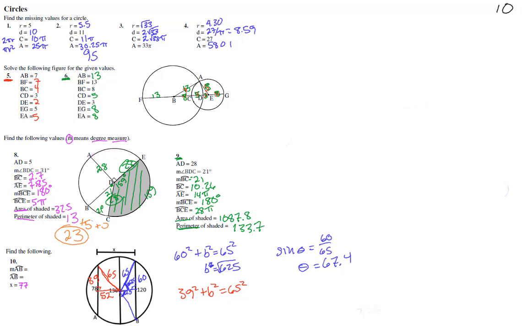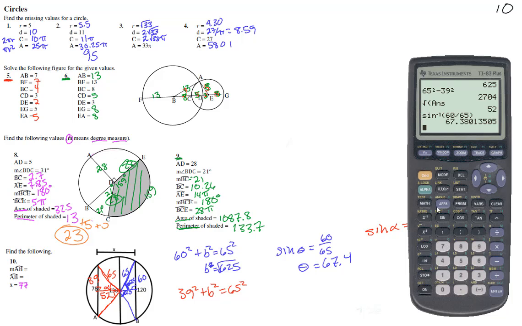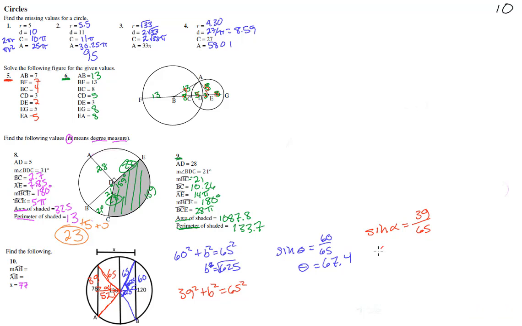Okay, now let's find out what this guy is on the other side. Notice we can get that same angle right here as there. So if we call this guy alpha, then sine of alpha is going to be 39 over 65. So let's get our calculator out. Second sine inverse of 39 divided by 65. What does that equal? 36.9 degrees over here. Alpha is 36.9.